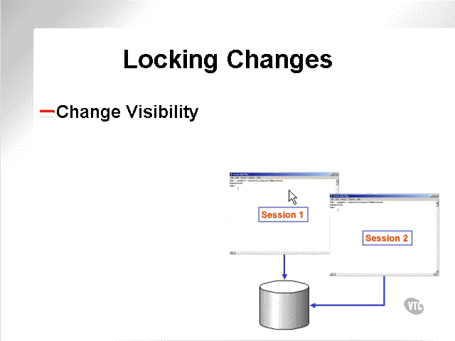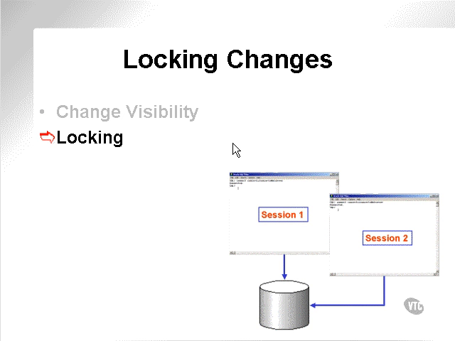Effectively, without a commit or rollback, a change to a particular row that session 1 has done will be locked until the commit or rollback is executed. What will happen is session 2 will not be able to see that change. I'll demonstrate that in a minute.